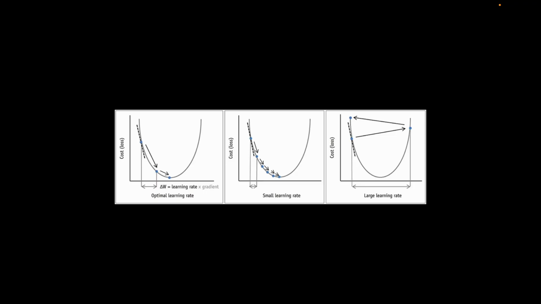Feature scaling is also important. Features with different scales can slow down the learning process, and sometimes even make gradient descent fail to converge.